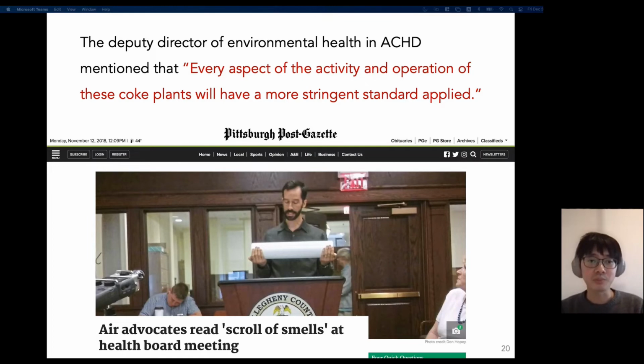Communities print all these reports in a giant scroll, and they go into meetings with the regulators and read every single report submitted by the citizens. In this way, they show how bad the air quality problem is in the city region and that it affects thousands of people. This actually influenced the attitude of regulators, and now they said they will work on more strict rules and standards for the petroleum coke plant.